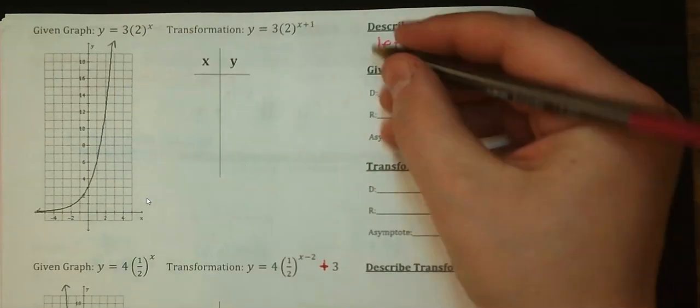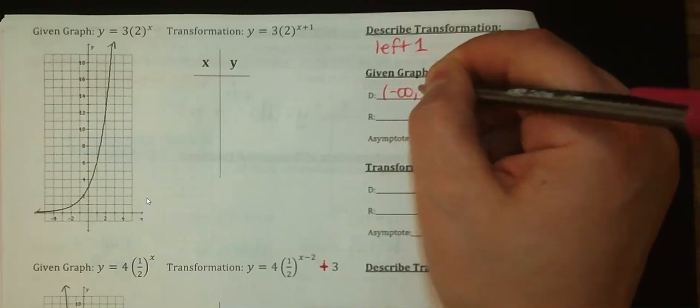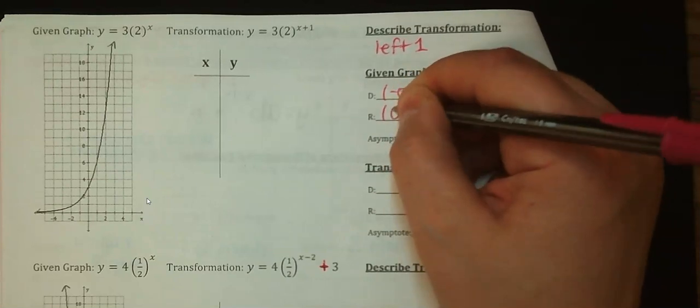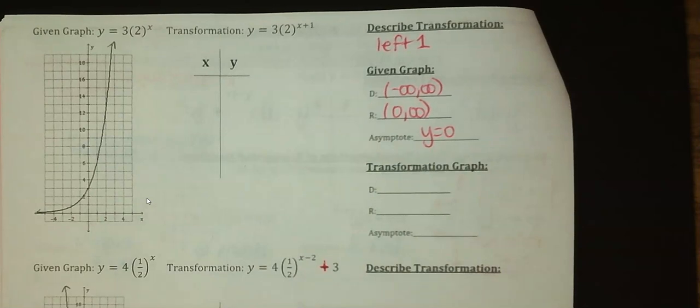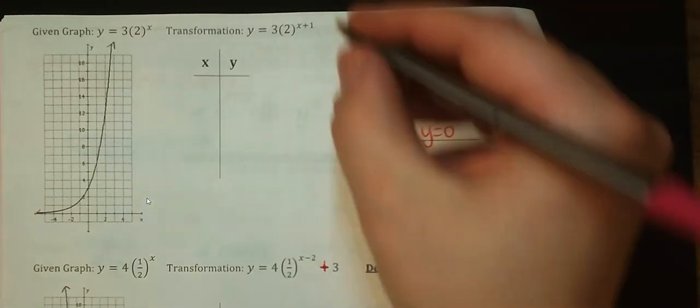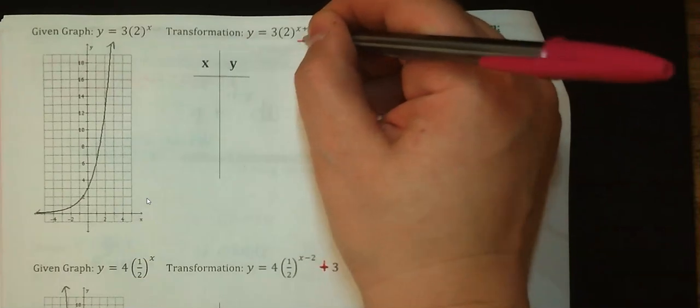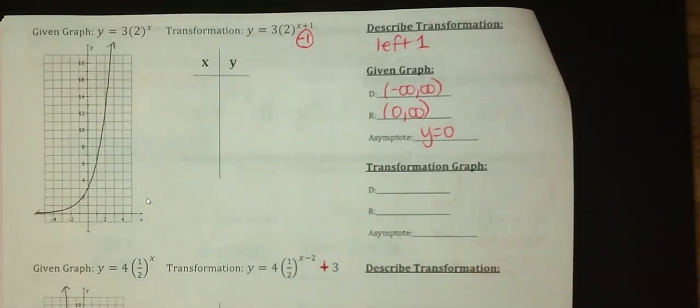Given graph: domain negative infinity to infinity, range 0 to infinity, and y equals 0 is the asymptote. This is a really minor shift. We're just going to take that graph and scooch it to the left one, so it's really not going to move very far. But what I would tell you to do differently in the table is this: it's going to go left 1, right? It's going to go -1.